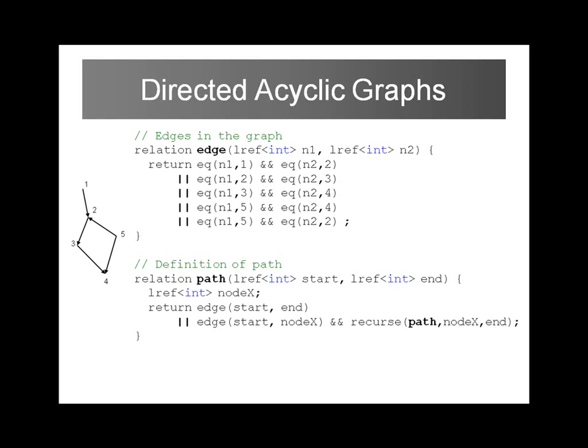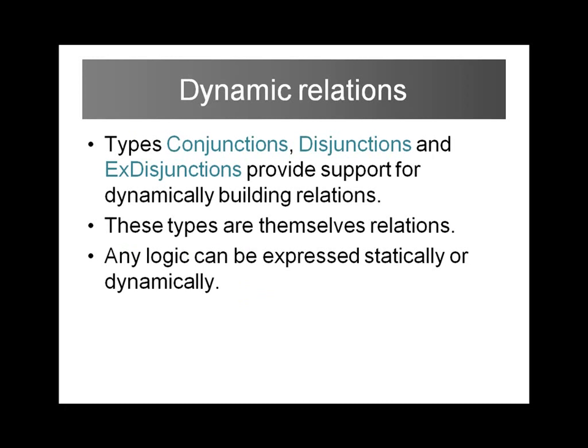In this example, all the vertices and edges of the graph were known at compile time. However, there may be cases when this data is available only at runtime. In such cases, we have to be able to define our relation dynamically. For this, Castor provides 3 types: conjunctions, disjunctions, and exclusive disjunctions. These 3 basically correspond to the operators AND, OR, and exclusive OR, and together they give you the ability to define any relation dynamically that can be defined statically.